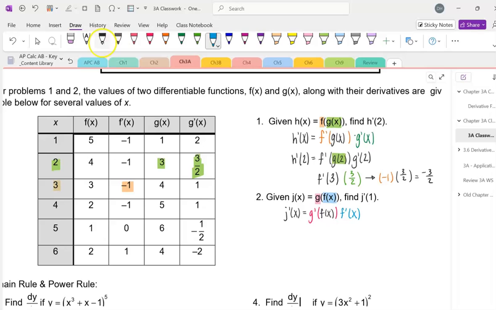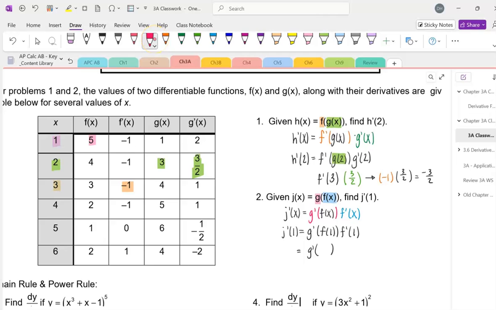So from here, we can then input 1. So you've got j prime of 1 equals g prime of f of 1 times f prime of 1. And we're going to go ahead and read the table. So we've got g prime, and we're going to input f of 1. So we have to find f of 1. Here's 1. F of 1 would be 5.